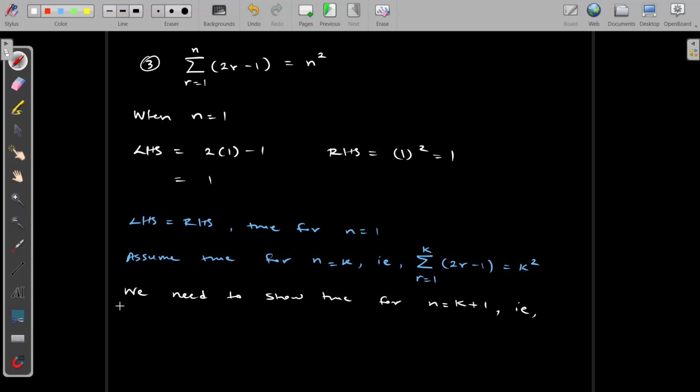And that is, so remember what we're trying to prove is this right hand side here. So that's k squared plus 2k plus 1. So whenever we work out our solution, we should get this. And then we'll know that we're correct.